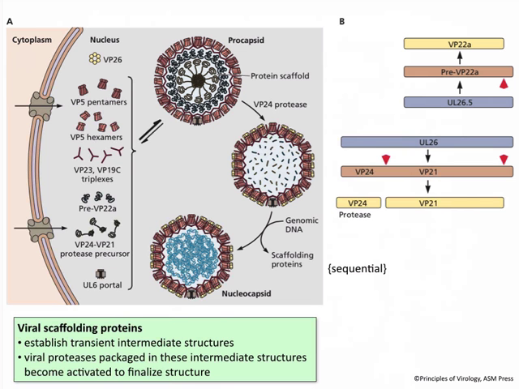Here's an interesting example of an assembly line process where a scaffold is involved. Now, when you build a building, you put a scaffold on the outside so you can walk up and attach things to the side of the building. And it's the same idea here, except the scaffold's on the inside. So this is the building of a herpes virus.